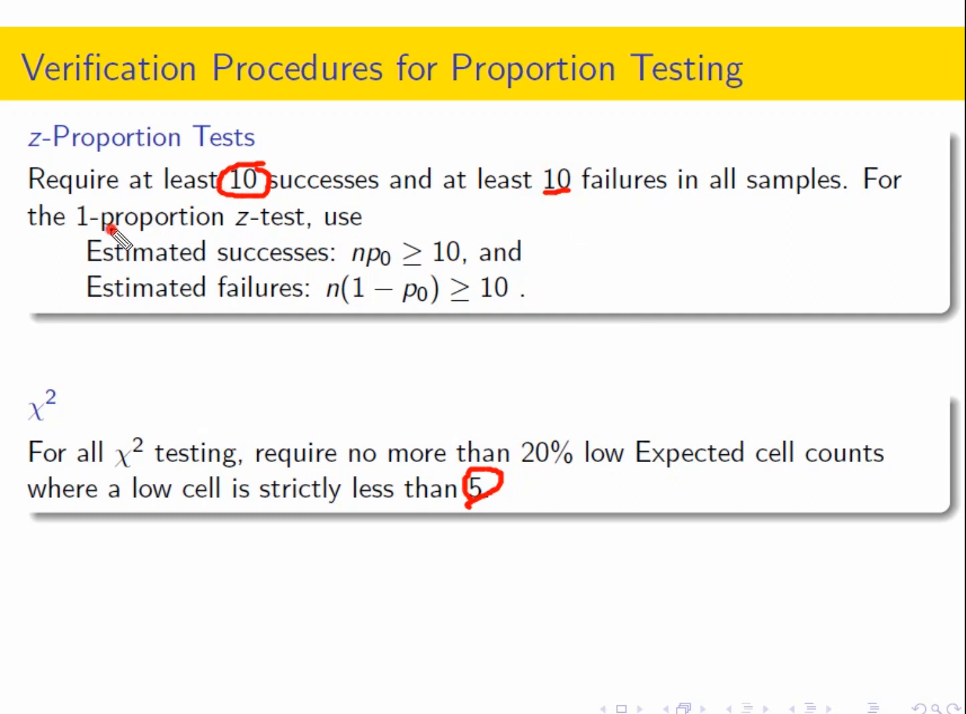However, with the one prop Z-test, we have to calculate estimated successes. So we take the sample size n times p sub 0, where p sub 0 is the population proportion. We have to either be able to figure it out, or it has to be given to us in the setup of the problem. You'll see an example of that in just a minute. Now with chi-squared, we require that we have no more than 20% low expected cell counts, and a low cell count is something that's strictly less than 5.